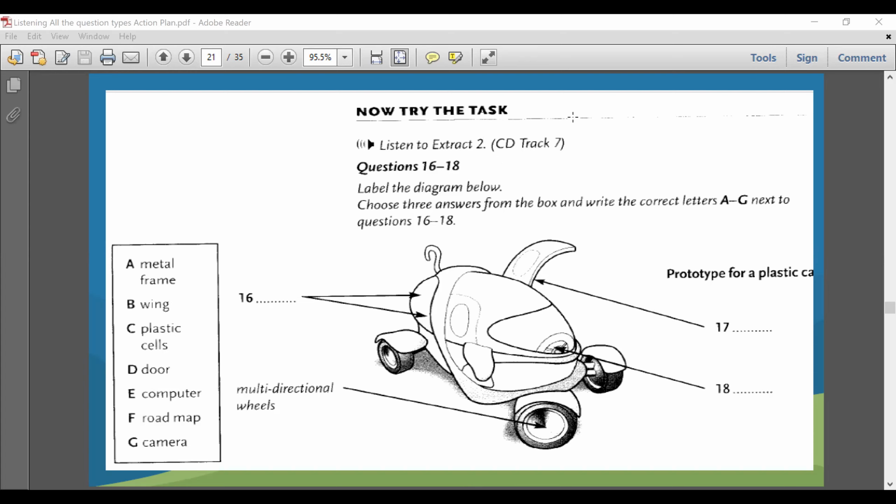Listening Section 3. Extract 2. Questions 16 to 18. I believe researchers are exploring the idea of a padded car to reduce injuries and accidents. Can you tell us something about what it will be like? Yes. Well, the car will be covered in plastic cells filled with air, moulded round a conventional metal.